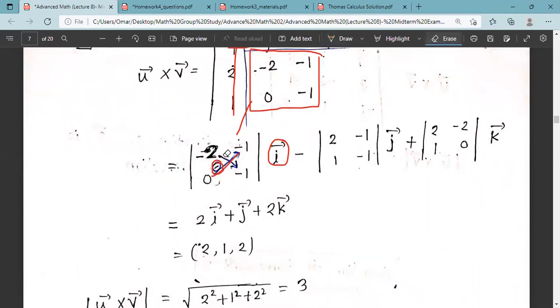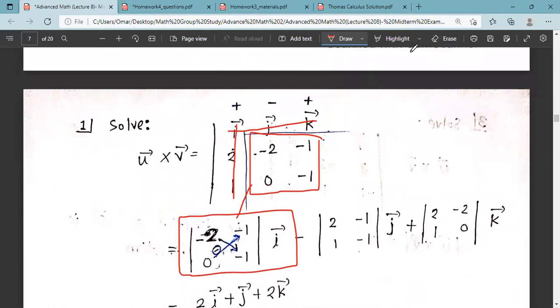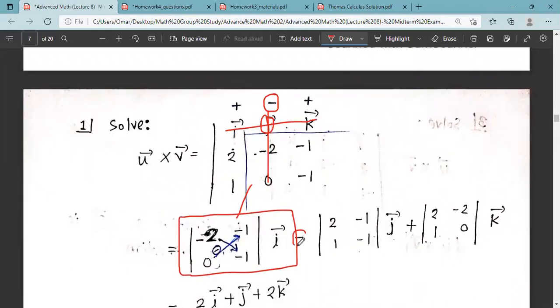So if I have a look here, this is the expansion of i, and now let's take j. If I take j, I have to cancel out the j row and j column, but j will be minus. So you see here I have written minus, here is j, and if I cancel out the j row and j column, I can get 2 minus 1 and 1 minus 1.